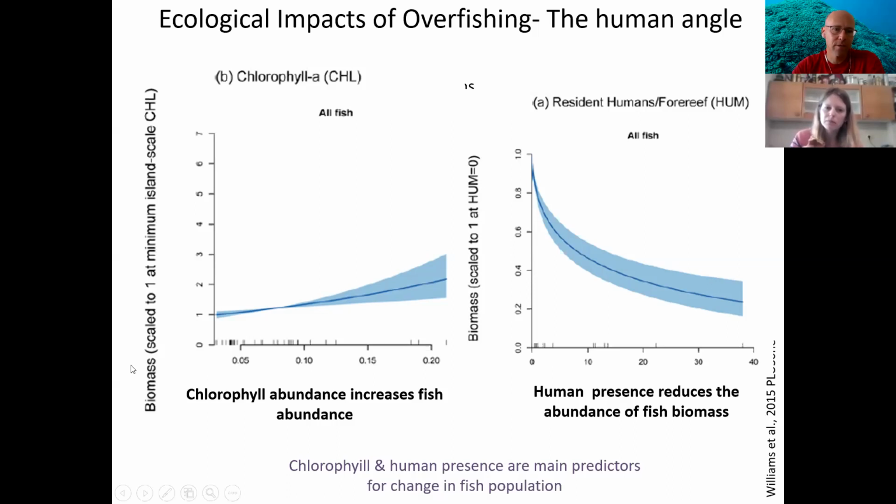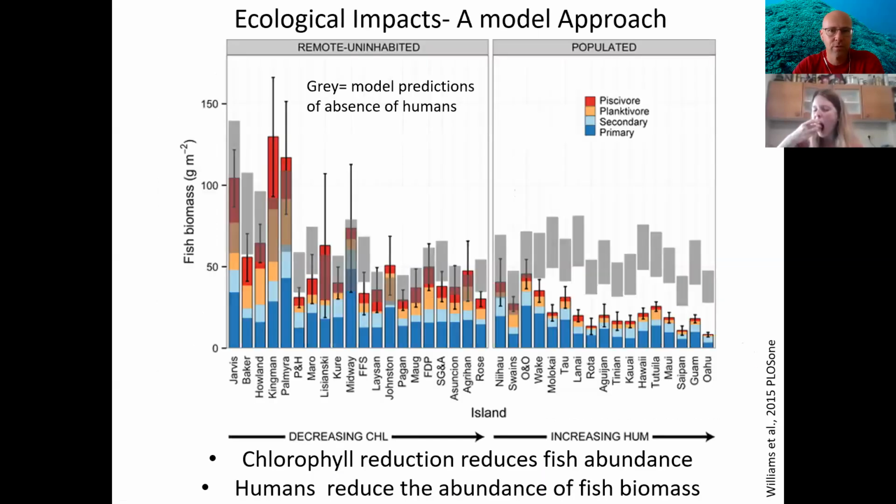You can see here the biomass of fish, and it increases as the nutrients increase. And you can see also on the other side, as you can see here, the presence of humans also reduces the abundance and the biomass of the fish. Here's the biomass, so it reduces the biomass of the fish, usually also the abundance.